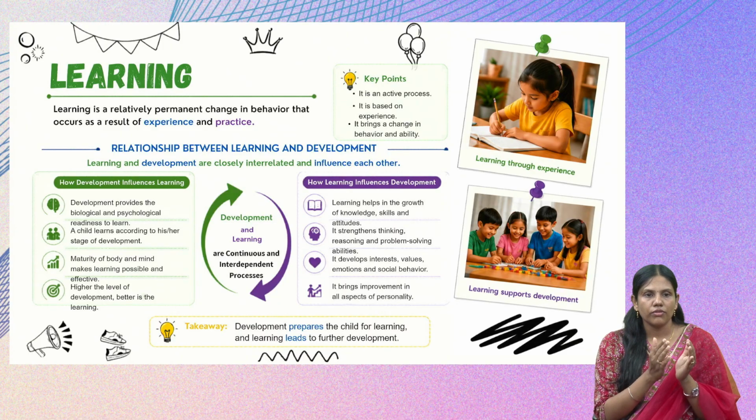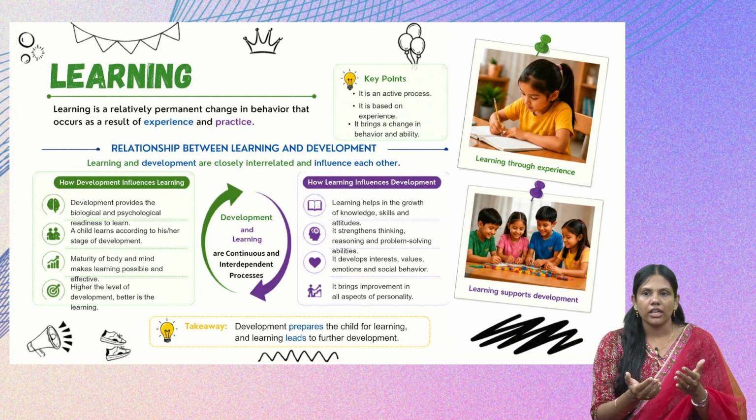First, let us see how development influences learning. The child has to be biologically and psychologically ready for learning. For example, when a child enters school, we slowly teach them first the alphabets, then we come to words. We see age-appropriate learning. So that is how learning and the stages of development are very important for any teacher.